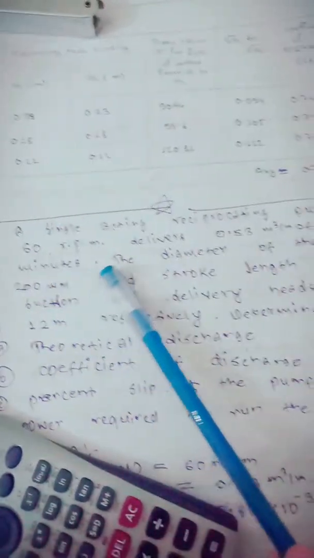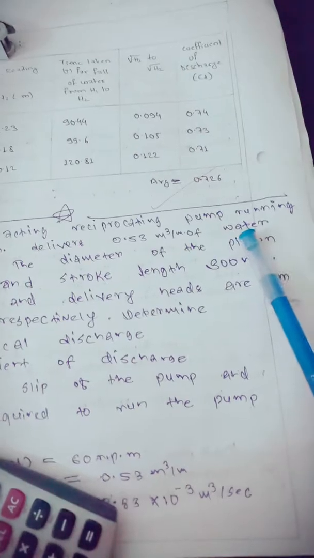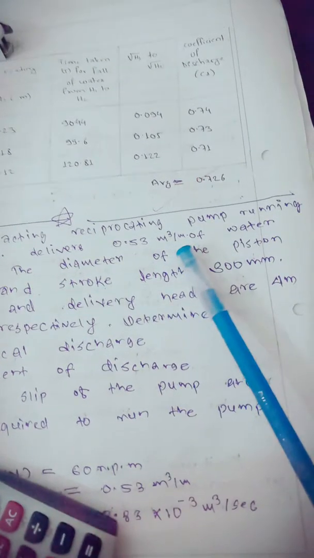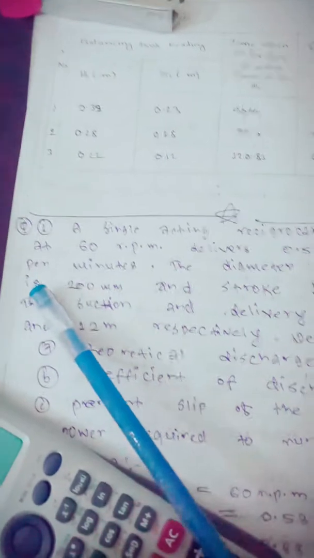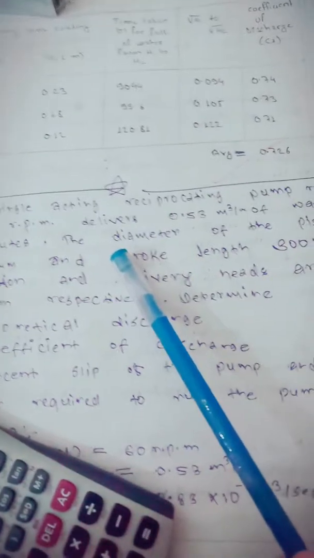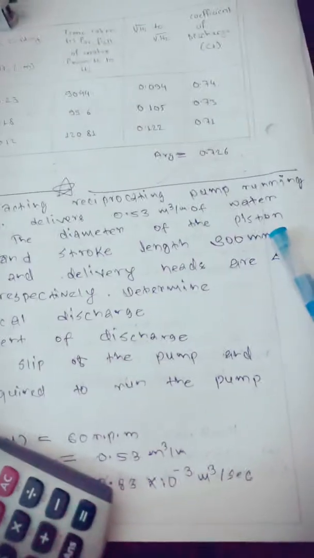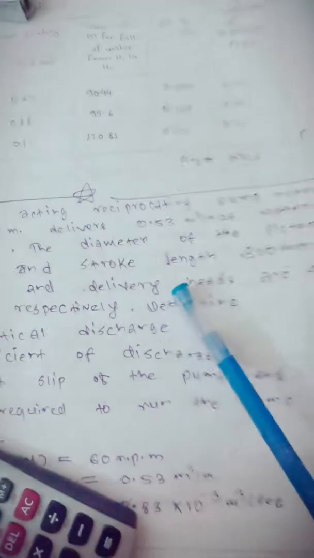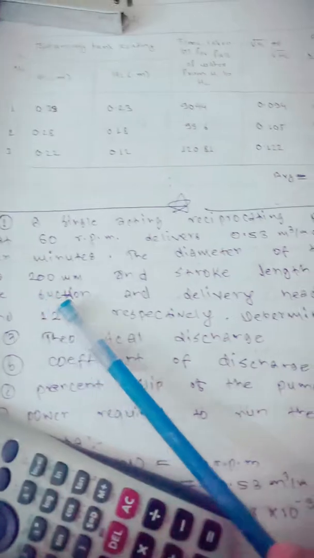The question says: a single acting reciprocating pump running at 60 rpm delivers 0.53 meter cube of water per minute. The diameter of the piston is 200 mm and the stroke length is 300 mm. The suction and delivery heads are 4 meter and 12 meter respectively.